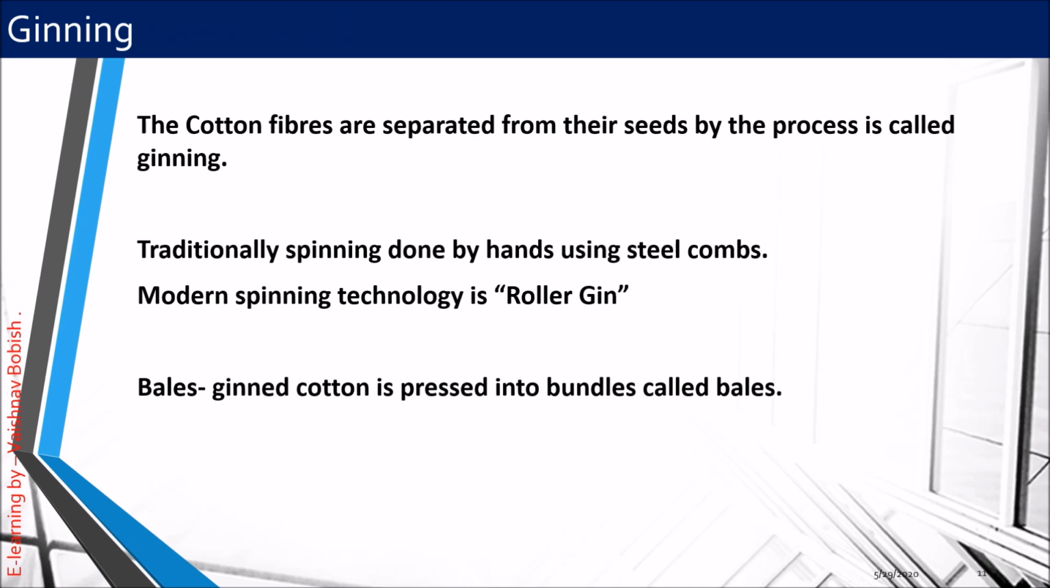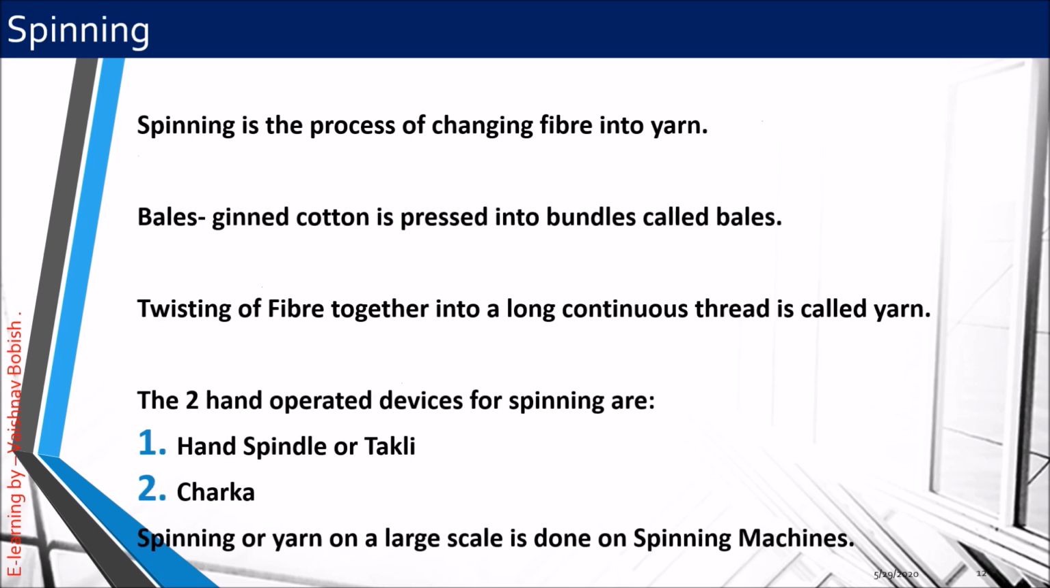Ginning. The cotton fibers are separated from their seeds by the process called ginning. Traditionally, ginning was done by hands using steel combs. Modern ginning technologies use roller gins. Ginned cotton is pressed into bundles called bales.